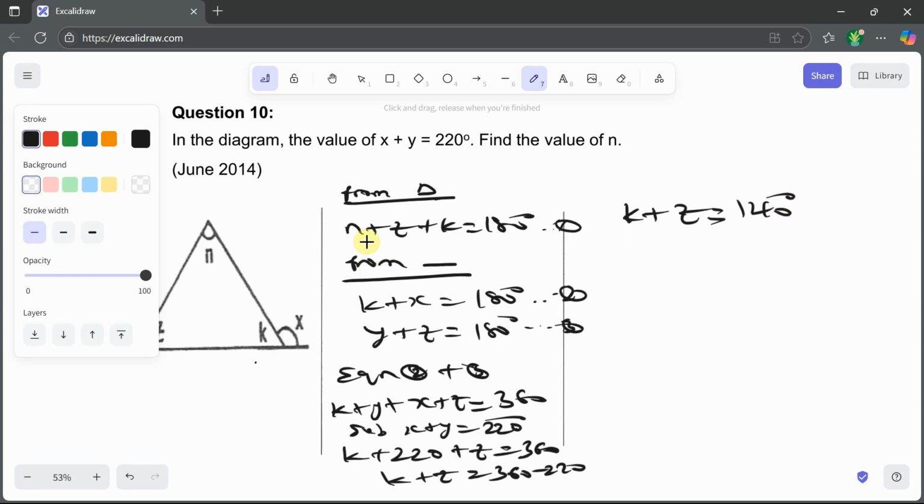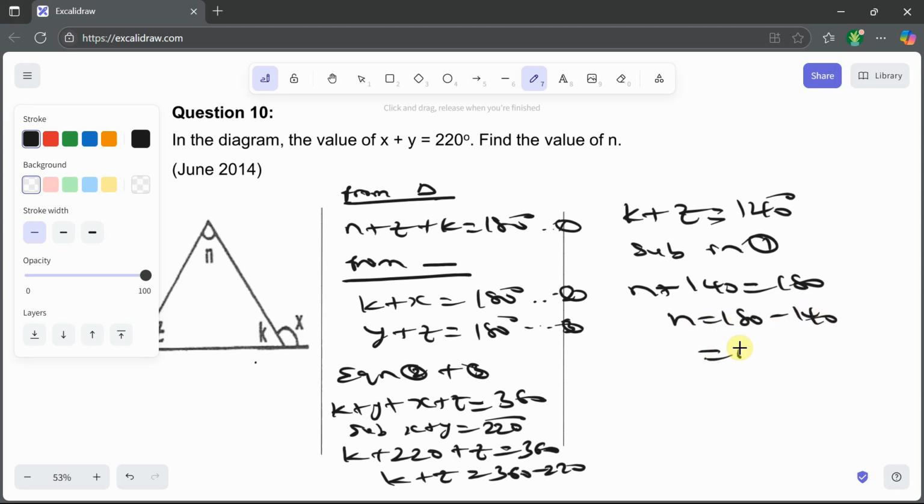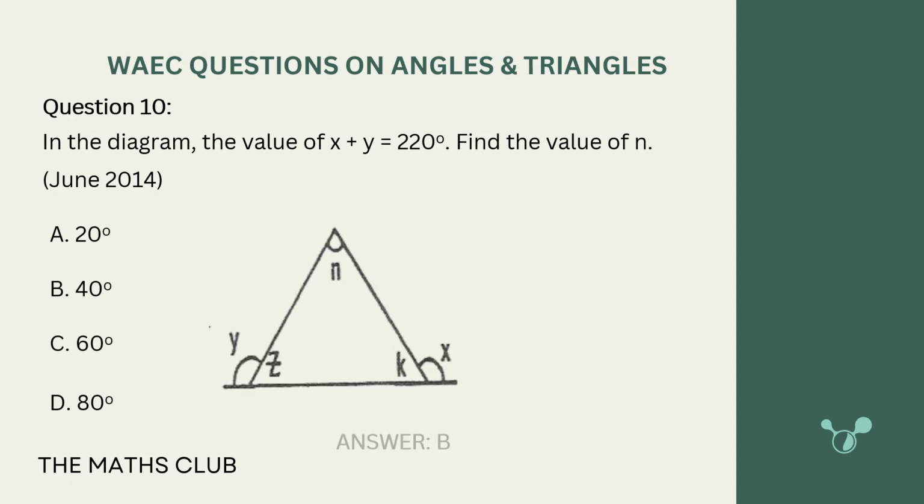So yeah, we have n plus z plus k is equal to 180 degrees, and I have the k plus z. I can substitute, so substituting in equation 1, anywhere I see k plus z, I'll put 140. So n plus 140 is equal to 180. Our n will be equal to 180 minus 140, and that'll give us 40 degrees. So our value of n is 40 degrees. Let's see if we're correct. That will be option B. Great.